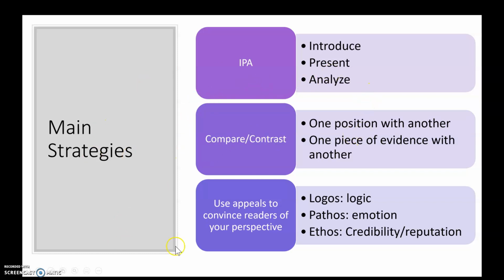And you can use appeals to convince your reader of your perspective, especially in persuasive writing. So logos, we're not going to go into a whole lot of detail on this, but logos is the use of logic and facts and data. Pathos is the use of emotion. So it's like an anecdote or a story, anything that makes your reader feel something. And ethos appeals to your credibility or reputation. It's basically showing the reader why they should listen to you instead of someone else who maybe says something different.